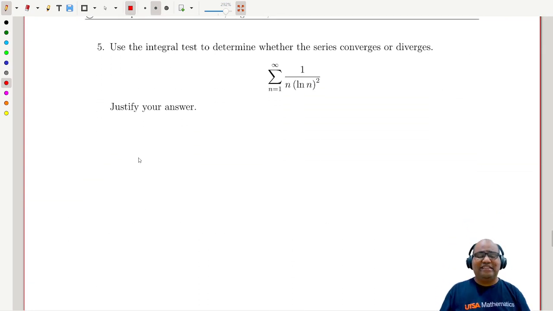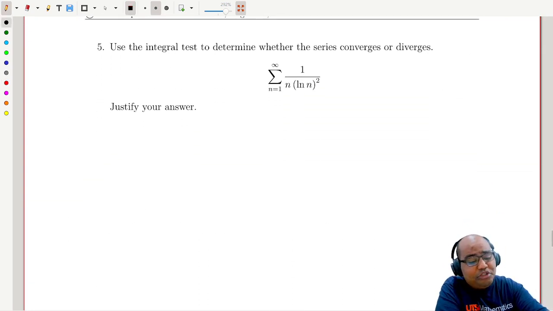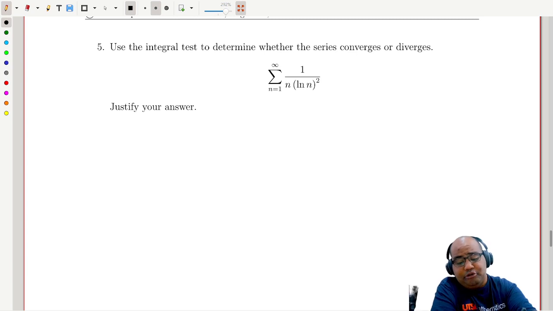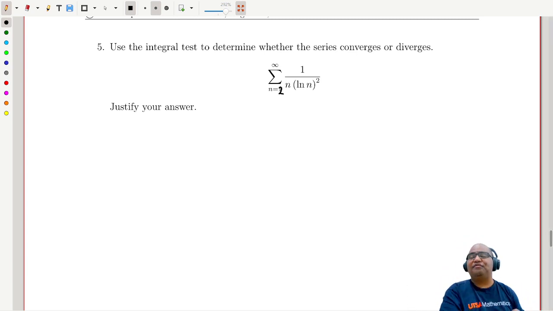Let's go ahead and do this one here. This time, this one should actually start at 2, because if you notice here, log of 1 is 0, and I can't divide by 0. So this should actually start from n equals 2 to infinity, for it to make sense. The sum of 1 over n times log of n squared. I'm not going to give a claim to see if this converges or diverges. We're going to figure it out.